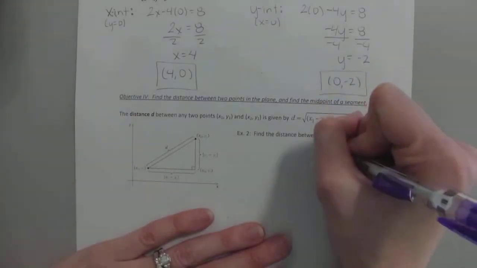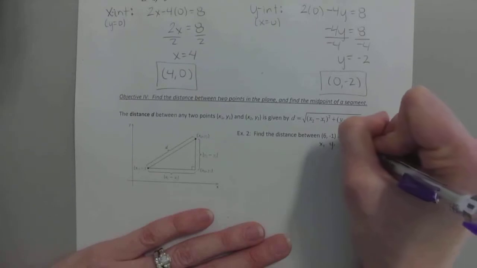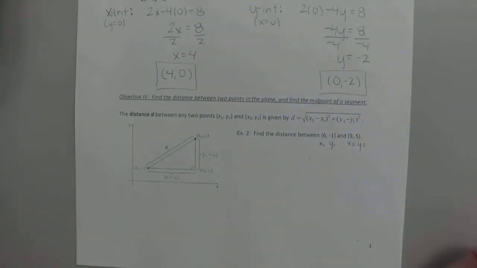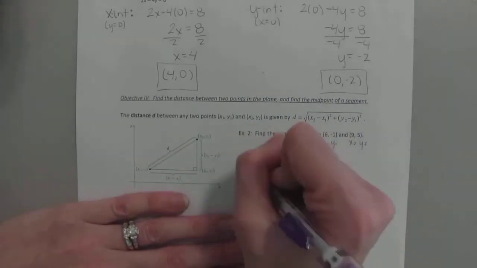I usually just don't try to make it difficult. I'm just going to label this: this is x1, this is y1, this is x2, this is y2. And I just go with the formula. I mean, it's not too hard once you have everything labeled there.